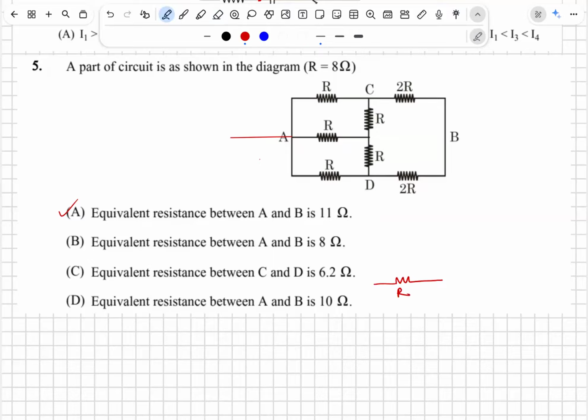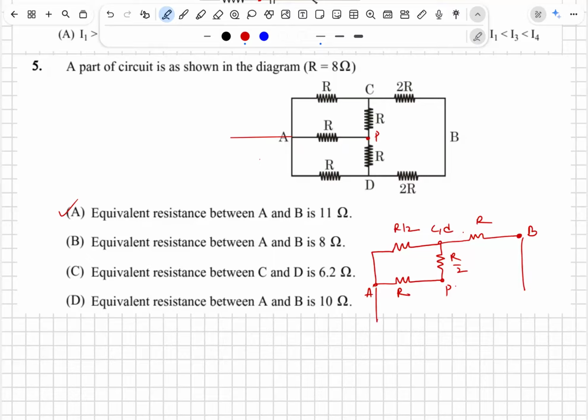I'll name this junction as some P, and I will fold, treating C and D as the same point. Now, what is this one? R by 2. What is this one? R by 2. Now, C to D you have R, and finally this is your B. You want the effective resistance across A and B.